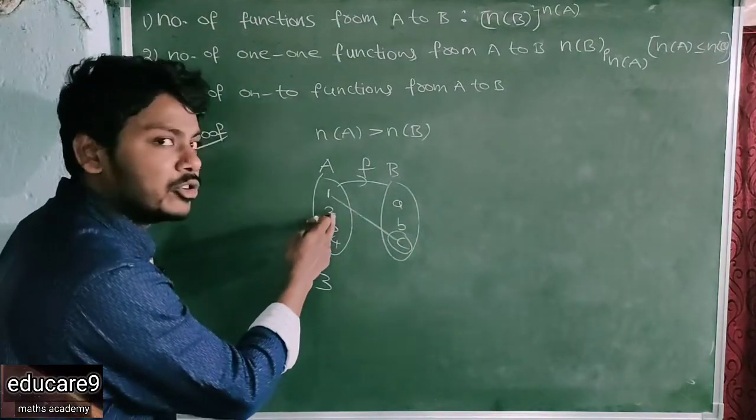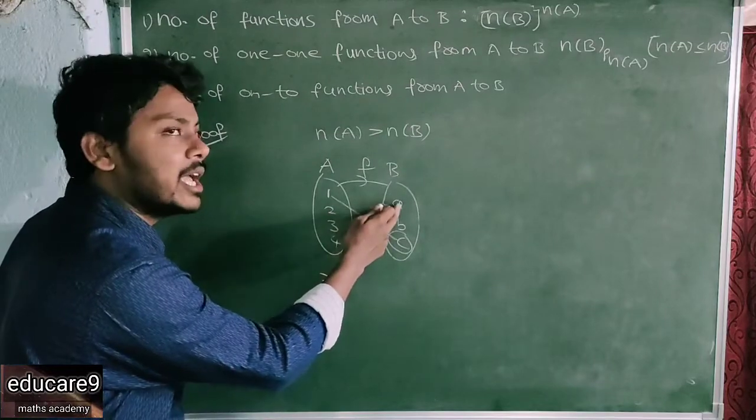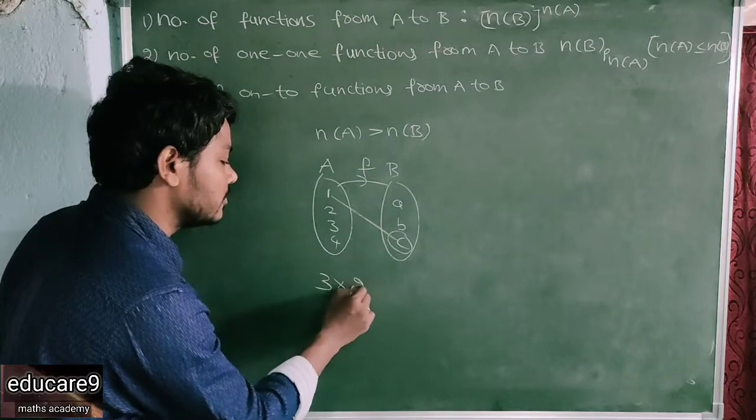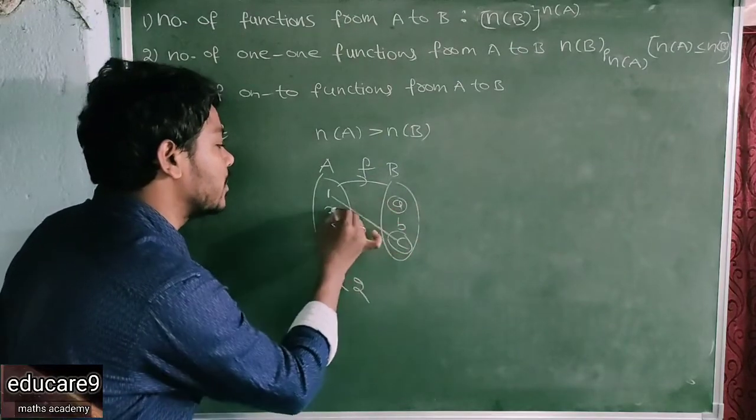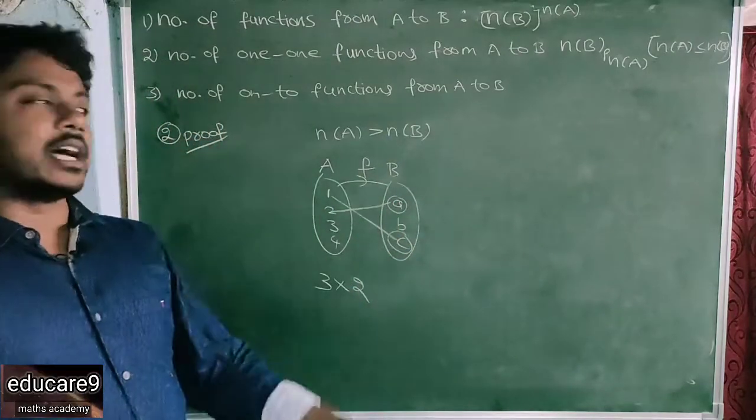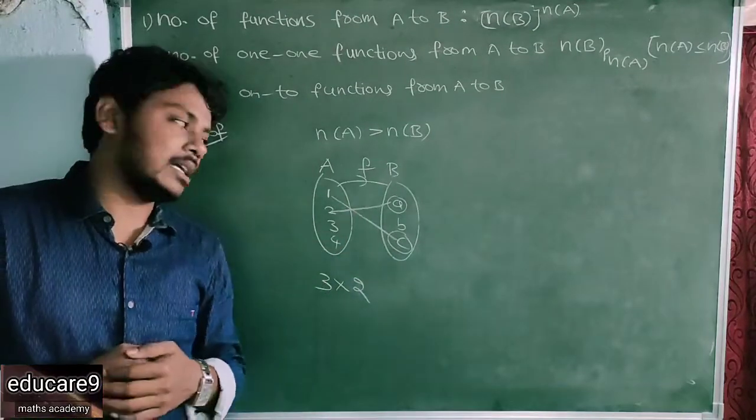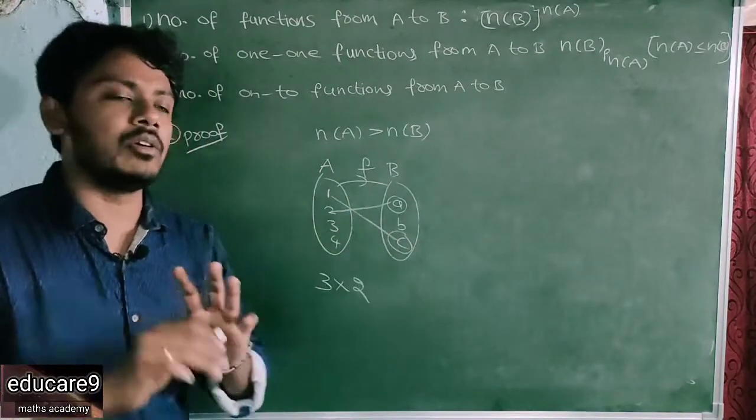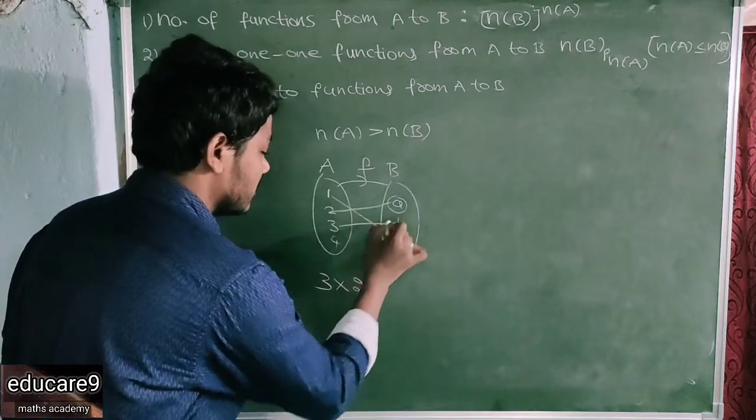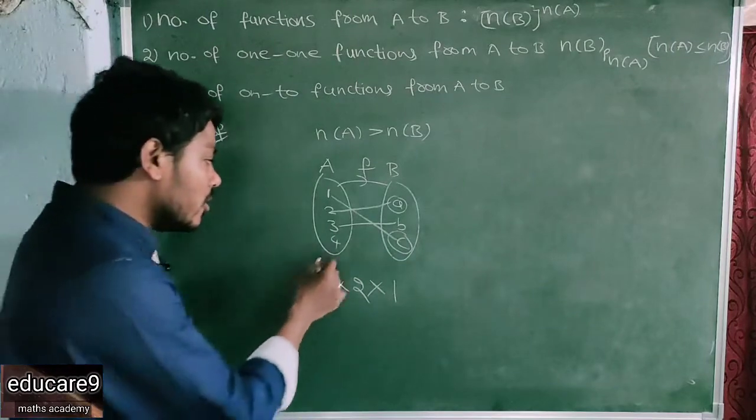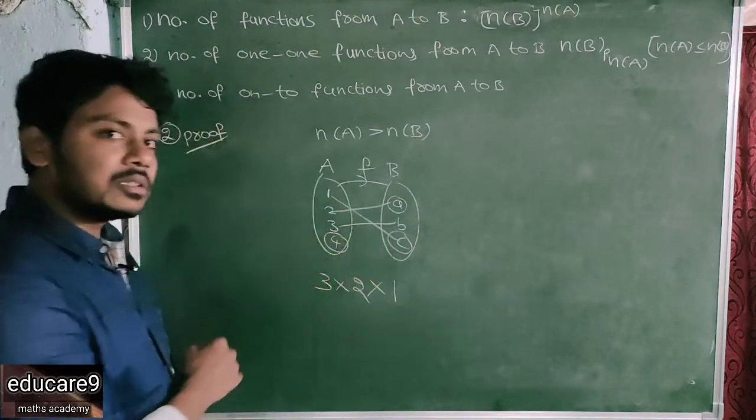Here the chance of 2 is what? Either 2 is mapped to A or 2 is mapped to B. So clearly the chance of 2 is 2. So for example, A is mapped with 2, so here 1 element is left. And the chance of 3 is, here 3 is mapped to B only, so the chance of 3 is 1. But here the chance of 4 is 0 only.